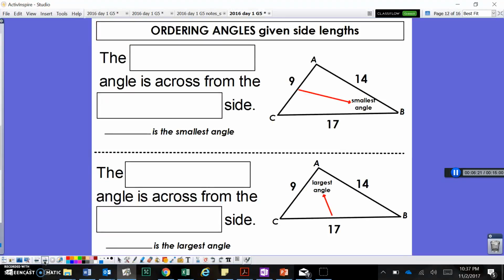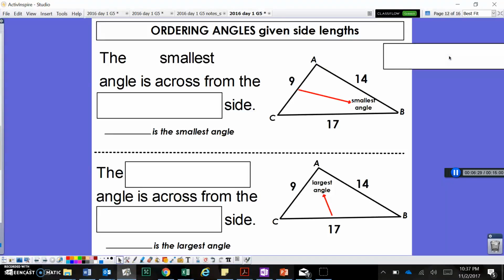Alright, now we're going to start ordering angles. It's the same exact thing. Okay? So, the smallest angle is across from the shortest side, and vice versa. So, they give us side AC is 9, which is our smallest. So that means the smallest angle will be angle B.